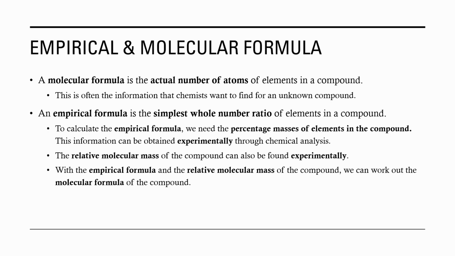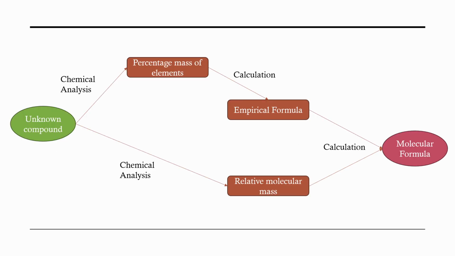Once we have the empirical formula, we can experimentally determine the relative molecular mass of that unknown chemical. Now, with the empirical formula and its relative molecular mass, we can derive the molecular formula of that compound. To summarize, in order to work out the molecular formula of an unknown chemical, chemists would use chemical analysis techniques to work out the empirical formula and the relative molecular mass of that chemical. Using a combination of the empirical formula and the relative molecular mass, chemists can now derive the molecular formula of that unknown compound.